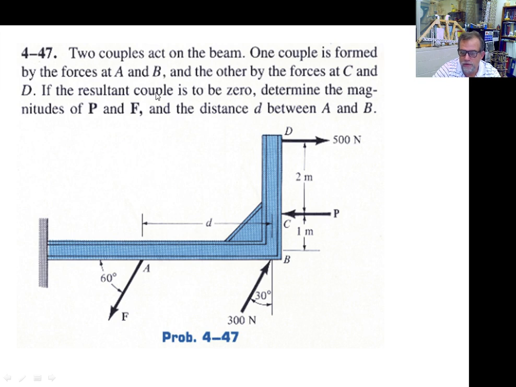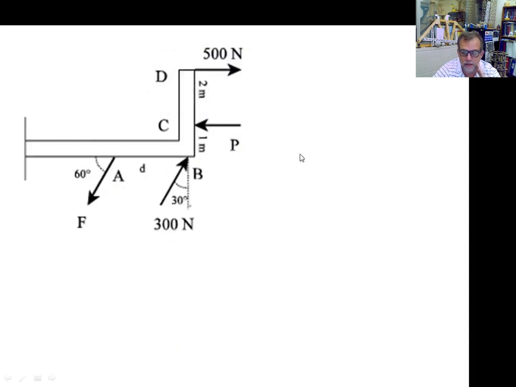Resultant couple. Another word for couple, and I want you to translate it like that, basically, is eliminate couple and change that word for moment. So if it's like that, then you're going to say two moments act on the beam. One moment is formed by the forces A and B, and the other moment is produced by the forces D and C. If the resultant moment is zero, determine the magnitude of P and F and the distance D between A and B. Period. It's easier to read. Okay, let's see what happens here.